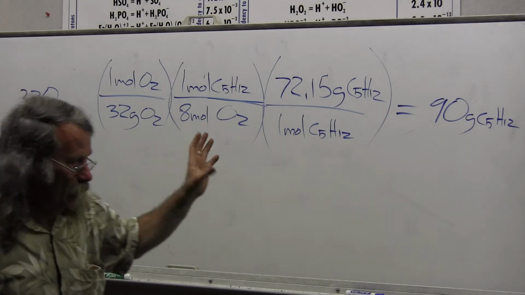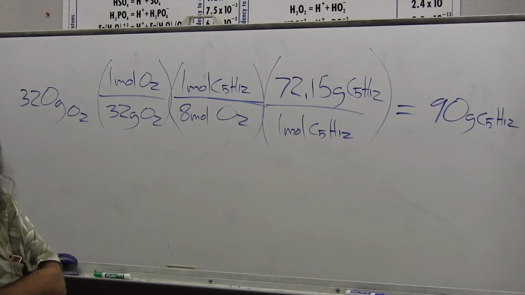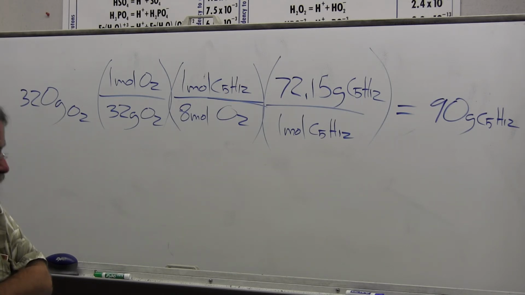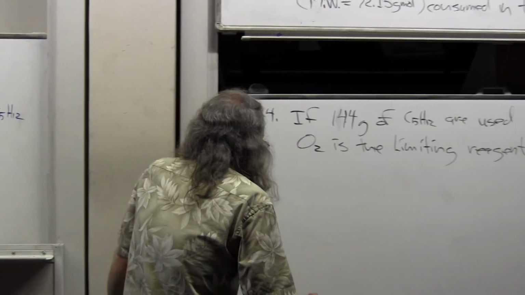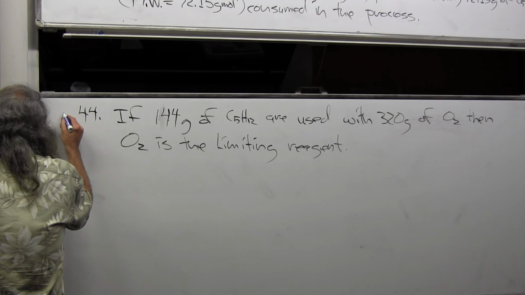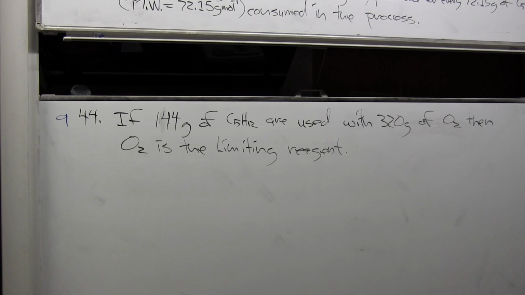Okay, have we got 90 grams of pentane? Well, it turns out we've got 144 grams of pentane in the given statement. So that means we've got more than enough to consume all the oxygen. There is an excess of pentane, and oxygen is going to limit the amount of product we're going to get. So oxygen is therefore the limiting reagent. And so let's go back over to our problem here. This is a true statement. Okay? And that wraps 41 through 44.